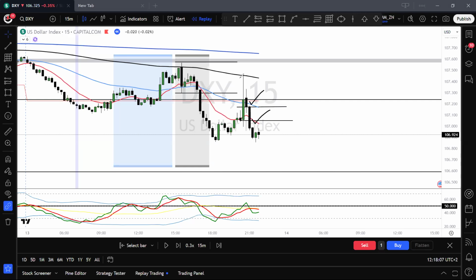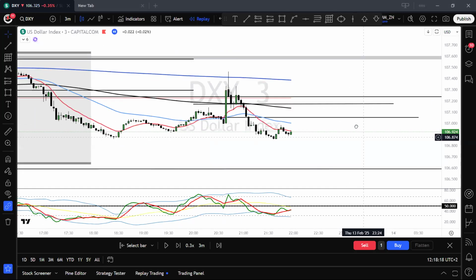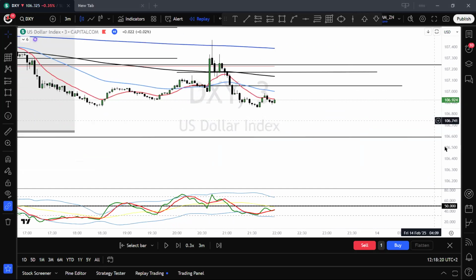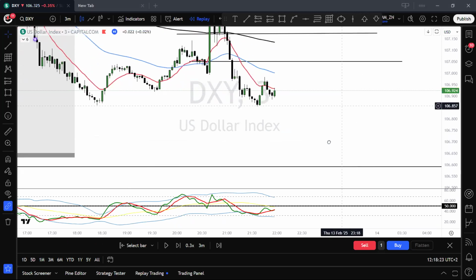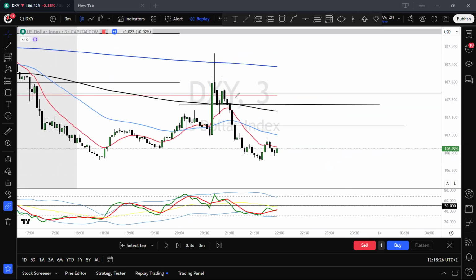But for me, once I see this, my next time frame which I go to is the 3-minute time frame for my entries. I start to look for lower lows and lower highs or any retests of the 13 EMA on the 3-minute time frame. That will be my entry. So I don't mind missing this entry at the top.